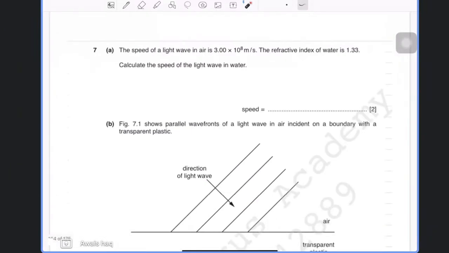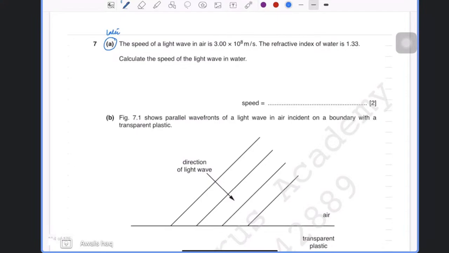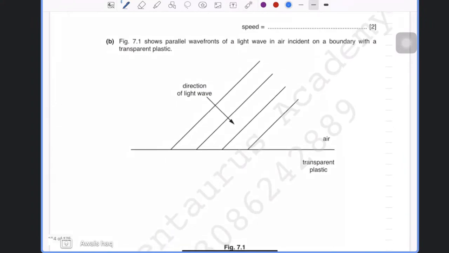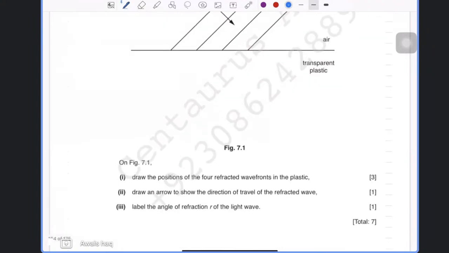Yes, sir. So in this question, it says speed of light in air is this. This question you can do later when we have done light, so I'm going to write later because this is a refractive index. If you know refractive index, obviously you can write it, but it's all right. Anyway, now it says wavefronts of light are shown at the boundary with a transparent plastic. So when it goes into transparent plastic, it says draw the position of four refracted waves in the plastic, draw an arrow to show the direction of the wave, and label the angle of refraction.